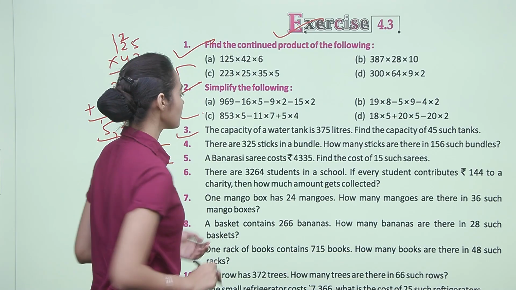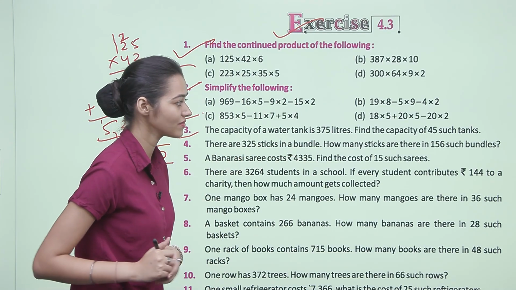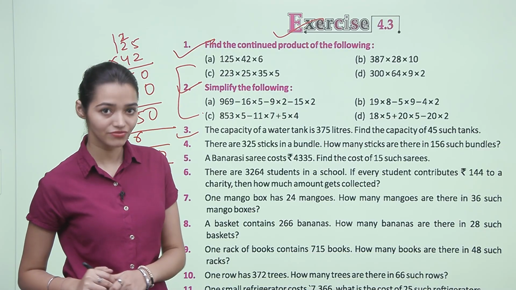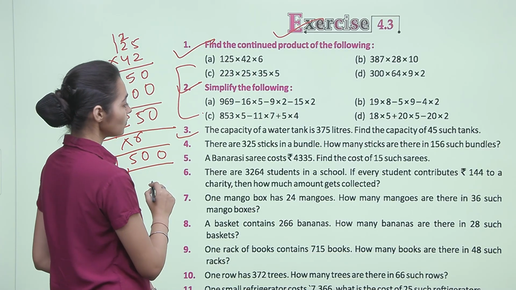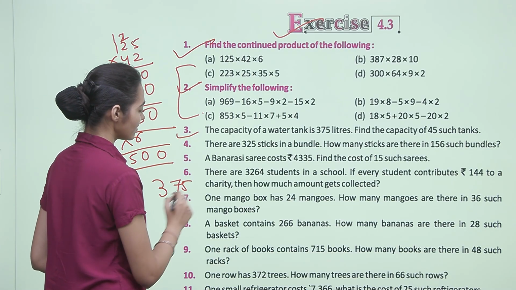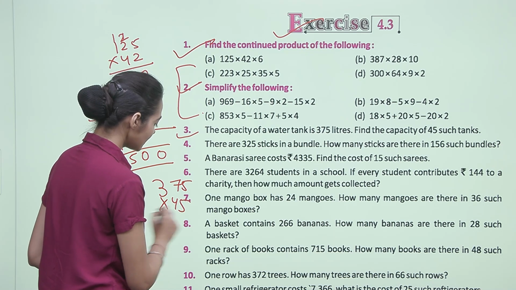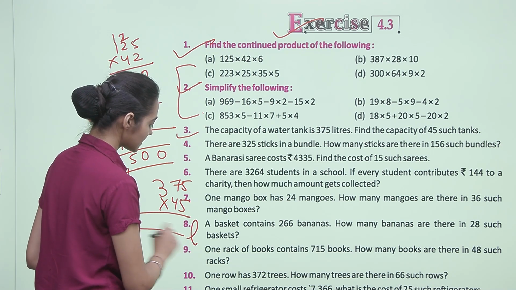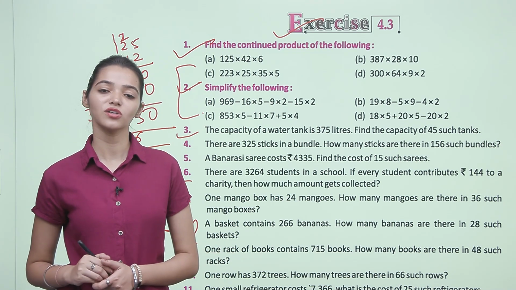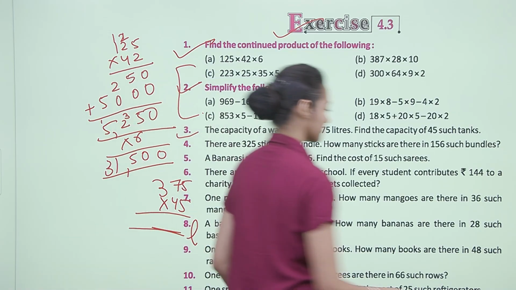Now in the third one, we are told that the capacity of a water tank is 375 liters. What is the capacity of 45 such tanks? That means you will multiply 375 by 45 and then you will find the capacity of the tanks in liters. That's how you can solve the remaining part.